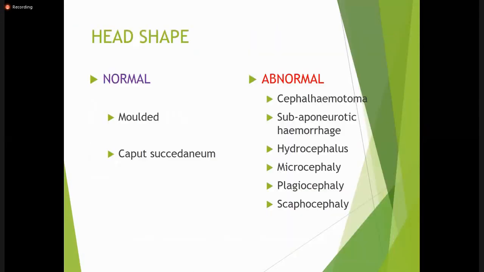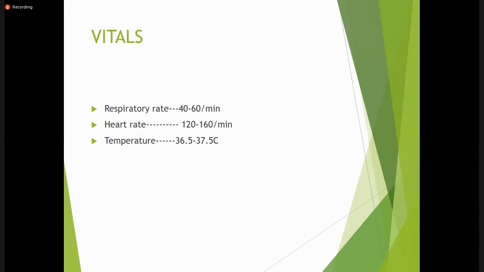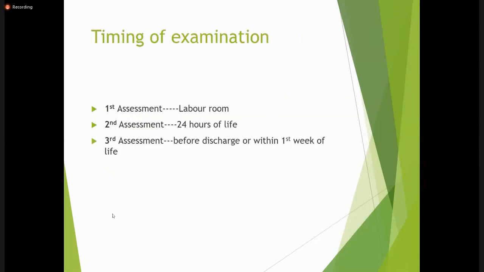And the second assessment should be done within the first 24 hours, because sometimes the baby may be normal at the time of birth and may develop signs of respiratory distress, jaundice, or any other thing within the first 24 hours. So even if the first examination is normal, you have to revisit the baby within the first 24 hours of life. And the third assessment should be before discharge or within the first week of life. So these are the timings of the newborn examination. The complete neonatal examination should be done not in the labor room, but within the first 24 hours.